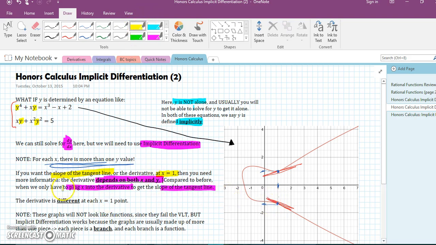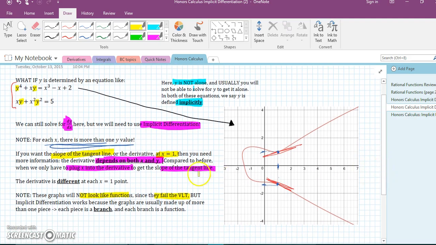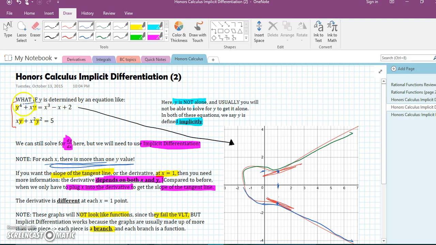And again, every function that we're going to be dealing with for the next couple of days in this unit, they're not going to look like functions. Again, they fail the vertical line test. But implicit differentiation is going to work because the graphs are usually made up of more than one piece. These pieces are called branches. We're not going to get too in depth into that, but you can break this into a branch here and a branch here. And then each of those individually is a function. But if you put it all together into this function here, this graph is definitely not as a whole a function.